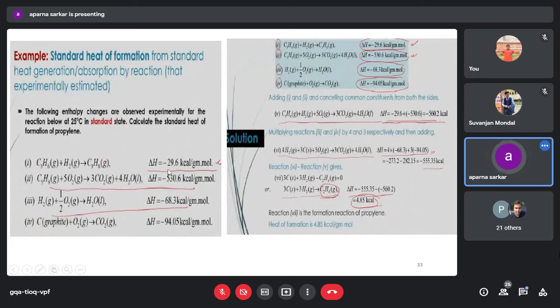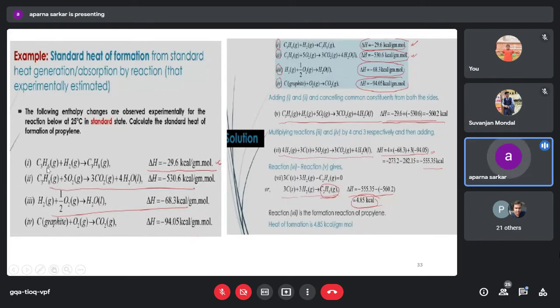Now we have two numericals here, on how to calculate the heat of formation from a chemical reaction. The following enthalpy changes are observed experimentally for the reaction below at 25 degrees centigrade in a standard state. Calculate the standard heat of formation of propylene.